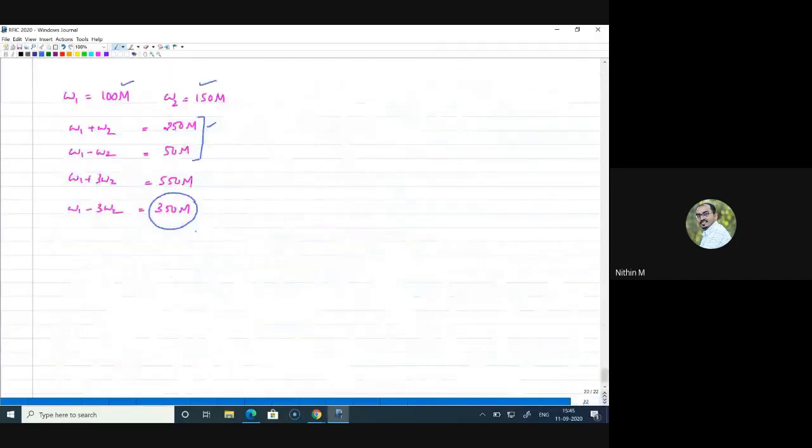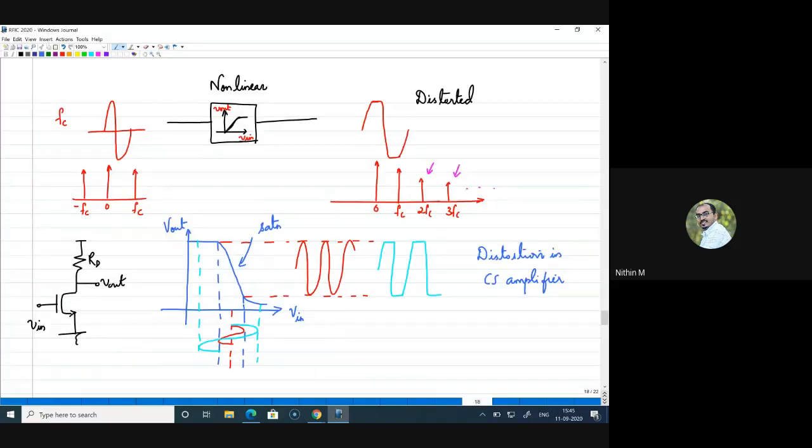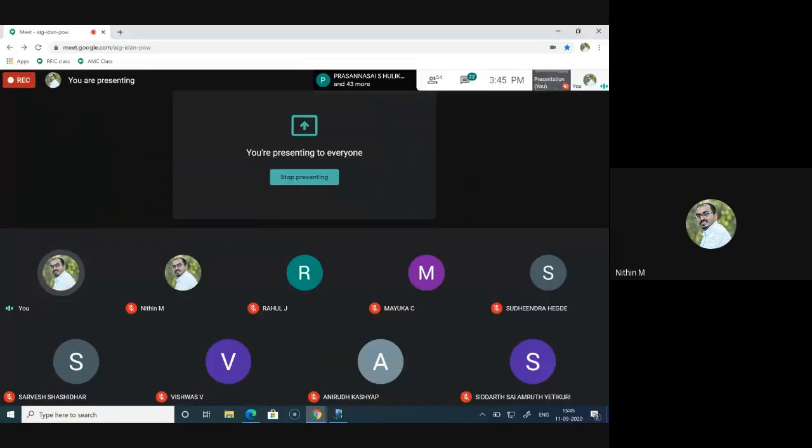Now I will show you a simple simulation in Cadence. What we discussed in the beginning is, as we keep on increasing the amplitude of the input signal, definitely harmonic or nonlinear effects will be more and harmonics will be generated. So that I can show in a simulation. Meanwhile, if you have questions, you can ask.